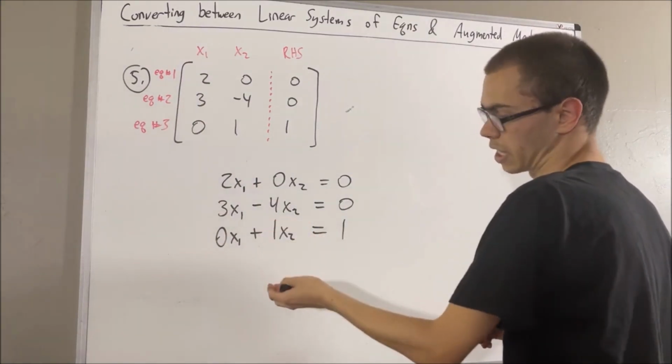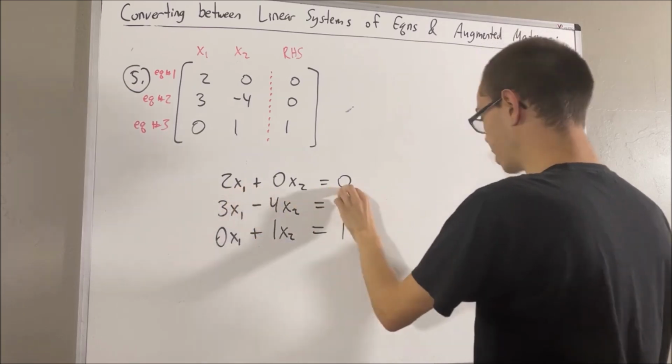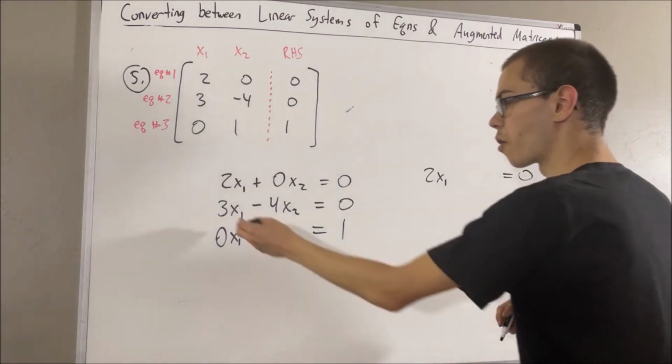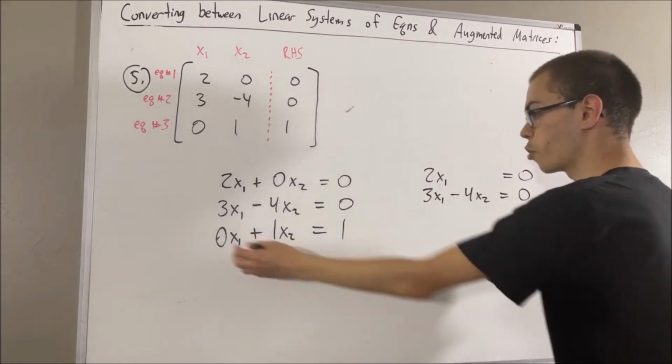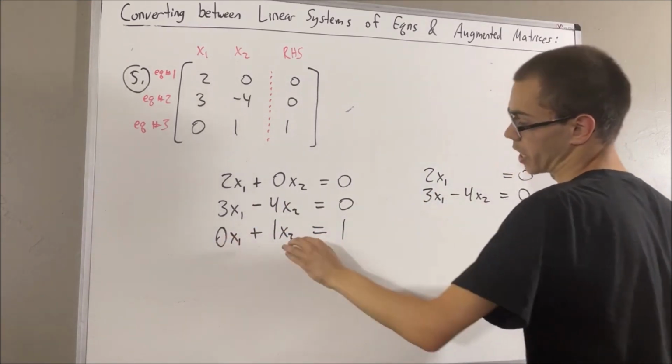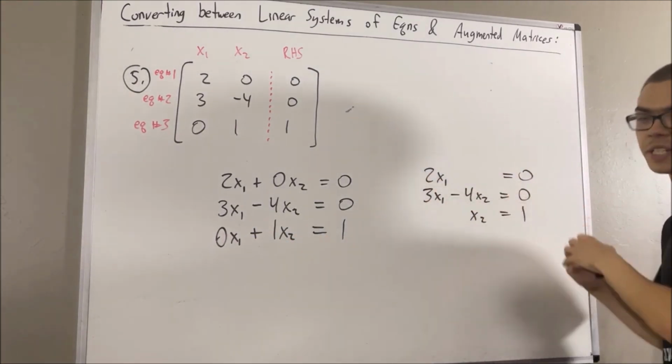But really, we could clean this up a little bit if we wanted to. The first equation is just 2x1 equals 0. And our second equation, we could keep it the way it is. As for our third equation, we could clean this up and just say x2 equals 1. So this right here is our linear system of equations.